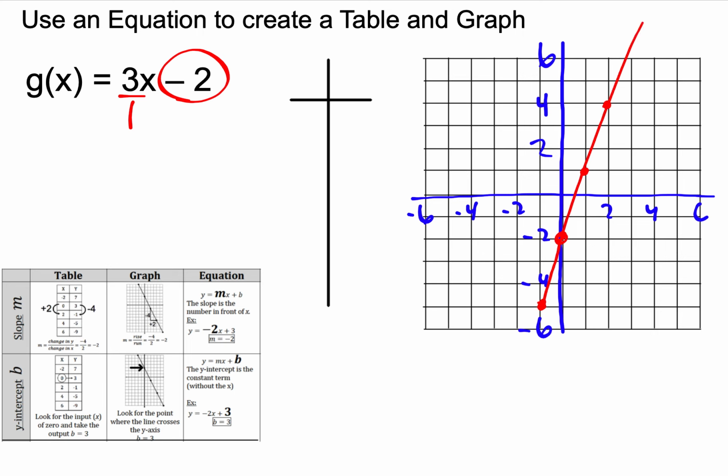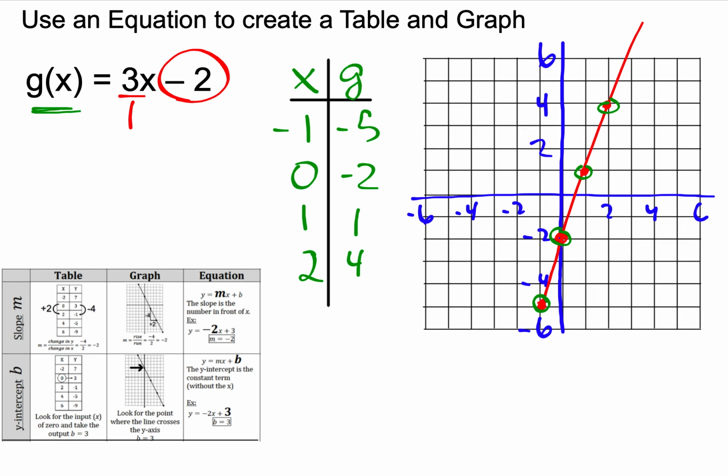Now we did end up with 4 points here. I'm going to put those 4 points in the table. This first point down here is negative 1, negative 5. This point is 0, negative 2. This one is 1, 1. And this one is 2, 4. And I need to label this x, and the output should be labeled with g of x. And then I've got my table complete.